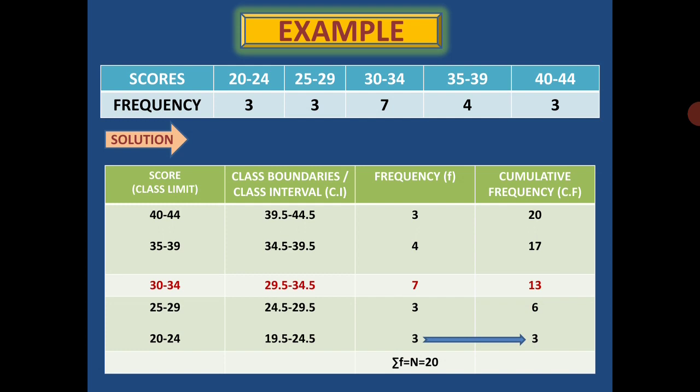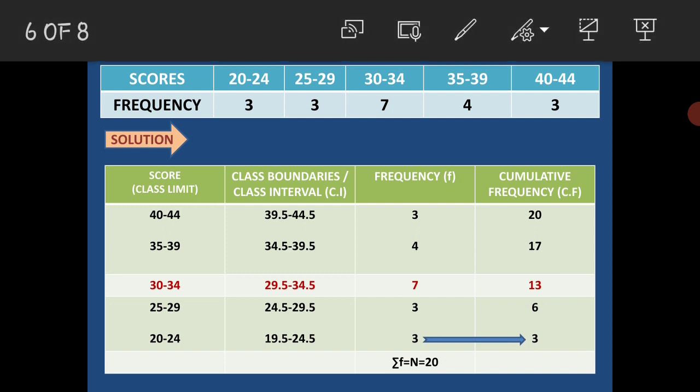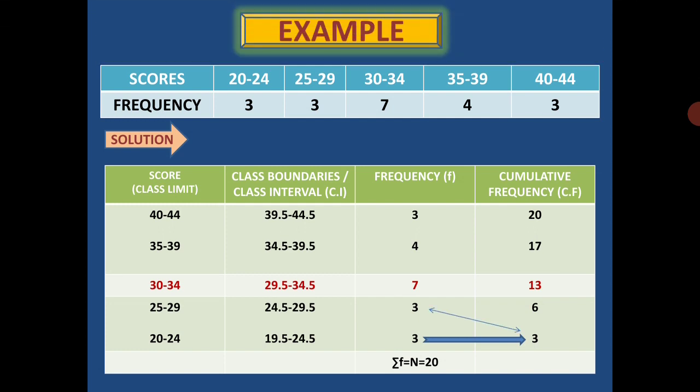Now, we move on to the immediate upper class, that is 25 to 29. Here we get the cumulative frequency by adding the cumulative frequency of the immediate lower class, that is 20 to 24, which is 3, and the actual frequency of that class, that is again 3. So 3 plus 3 equals 6. That is, for class limit 25 to 29, our cumulative frequency is 6.